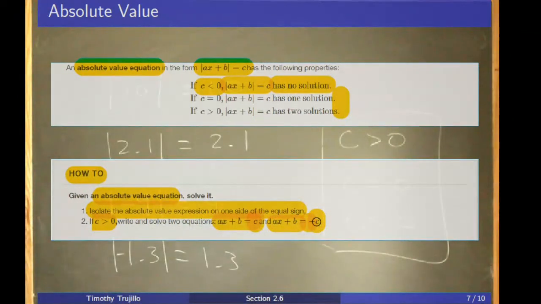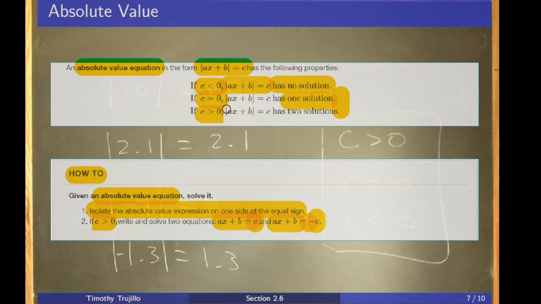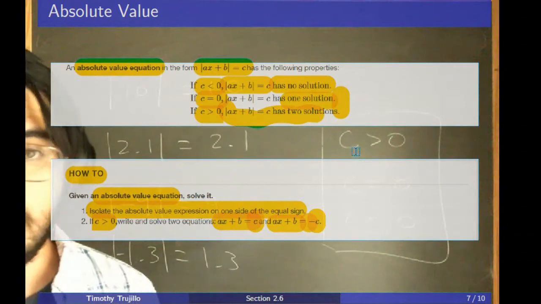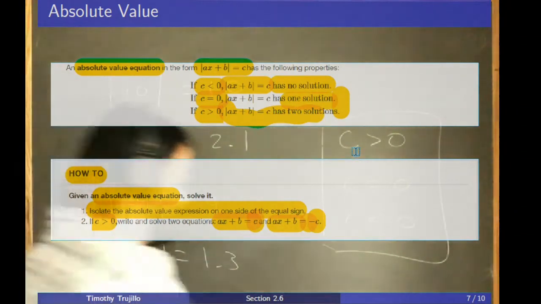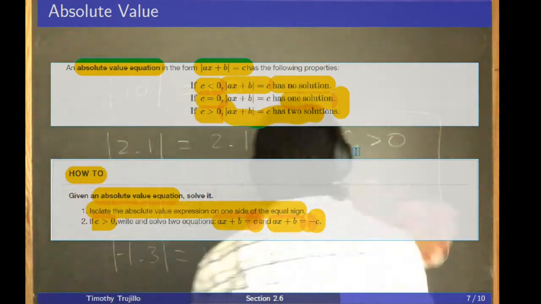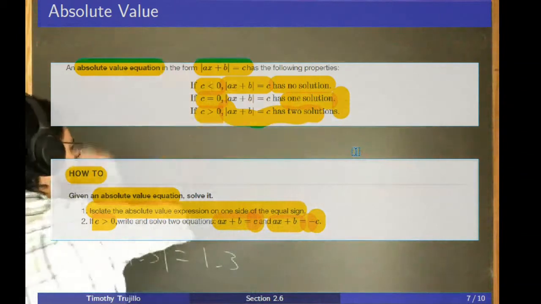Now, why do you get 1 solution in one case and 2 in another? Well, if c is 0, you're going to get the same equation: ax plus b is equal to positive 0, and ax plus b is equal to negative 0. So there'll only be 1 solution. However, if c is positive, you'll get 2 different solutions: ax plus b is equal to that positive c, and ax plus b is equal to the negative c. So in other words, to deal with that absolute value in an equation, you just have to know that you jump to a positive and a negative. You get two equations at some point.